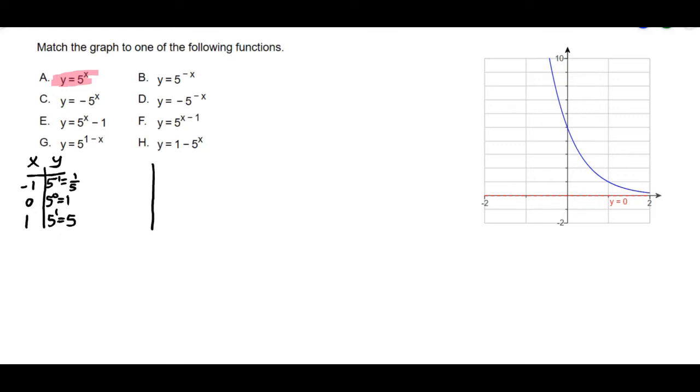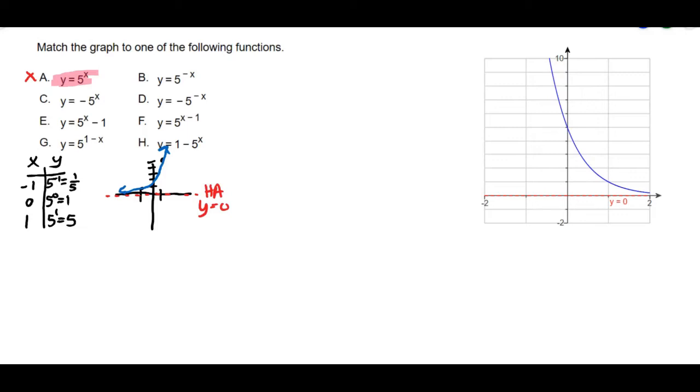So if we sketch out what the graph looks like, we have the points (1, 5), (0, 1), and (negative 1, 1/5). So this is a sketch of the graph. And these exponential functions will have a horizontal asymptote at the line y equals 0. So you can see that this is not the correct answer choice when you compare it to the graph we're trying to match here. So this one is out.